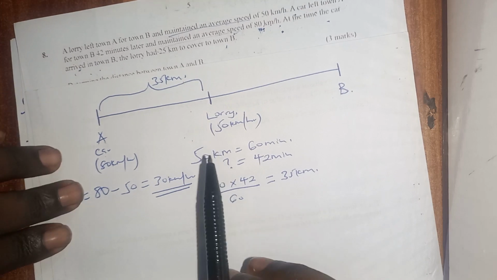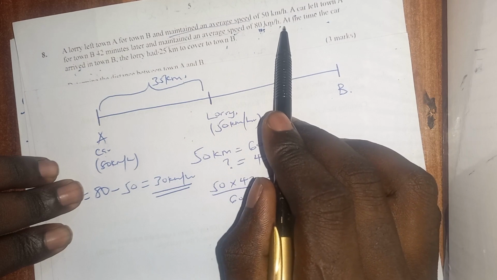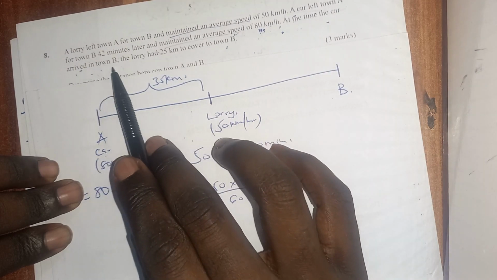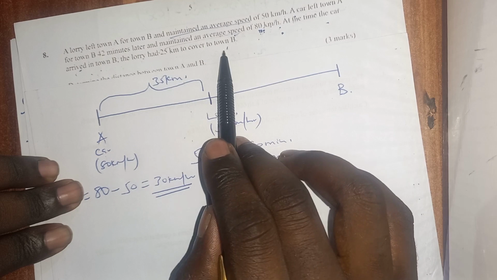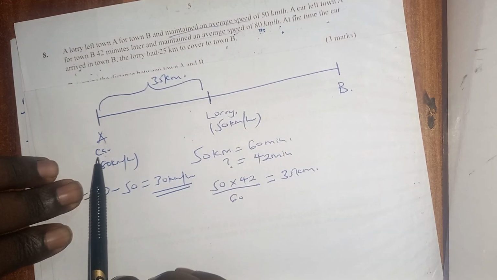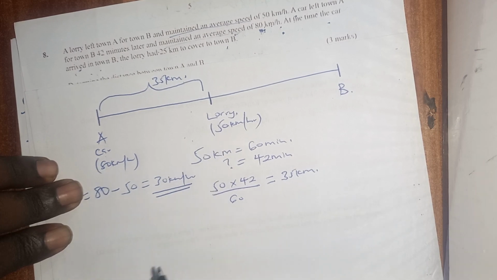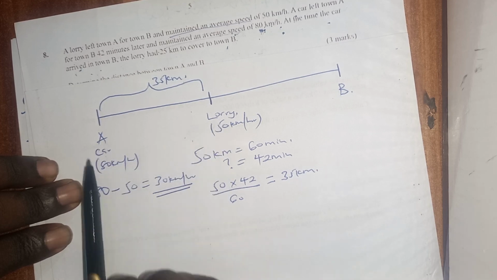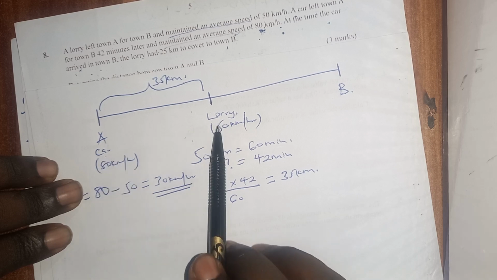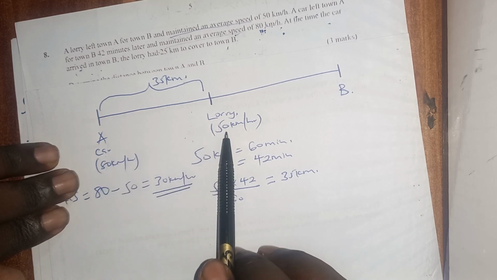So here is where it gets a little bit tricky. They say at the time the car arrived in town B, the lorry had 25 kilometers to cover. First of all, let's get to know, when did the car catch up to the lorry? That's the first question. After what time did the car catch up with the lorry? You see, the lorry starts the journey. The car starts now after the lorry has covered 35 kilometers. Now, what time does it take to catch up with the lorry?